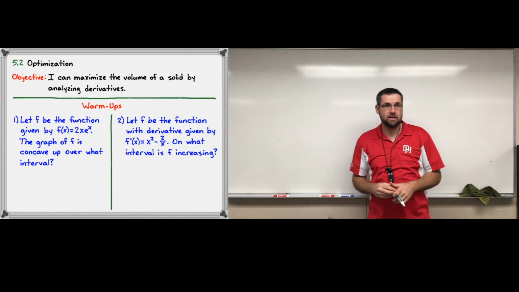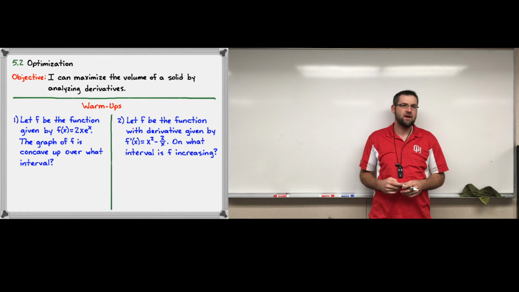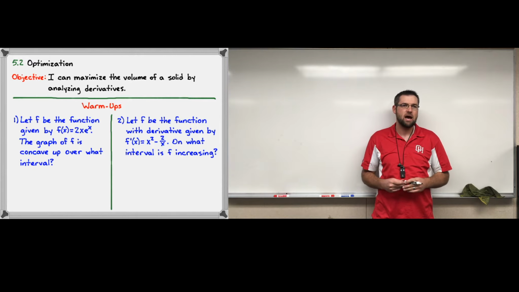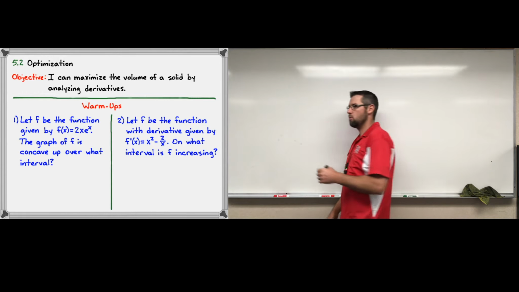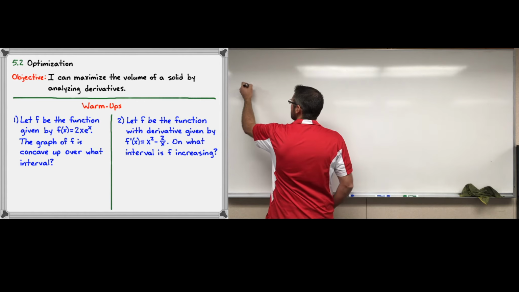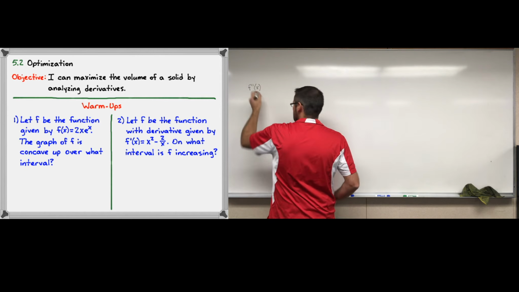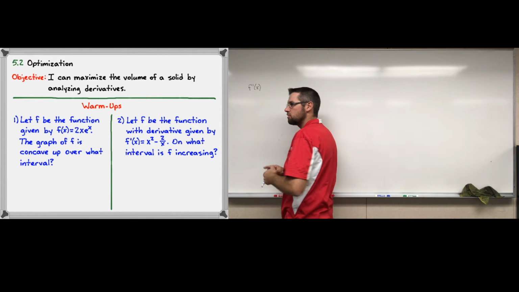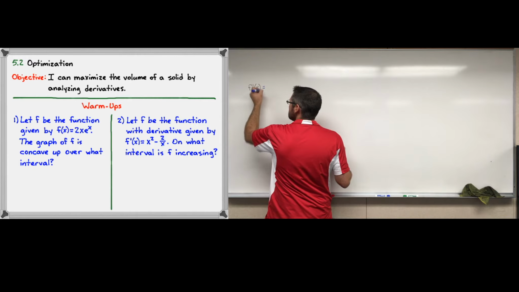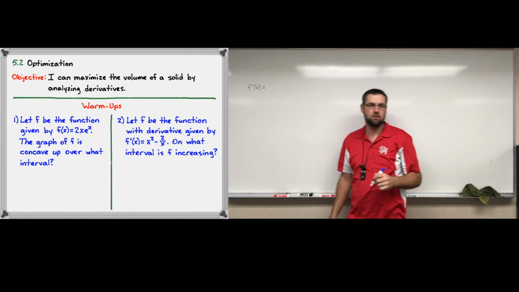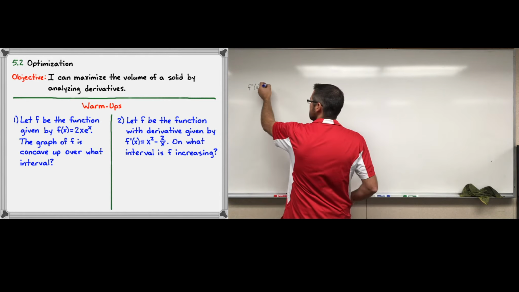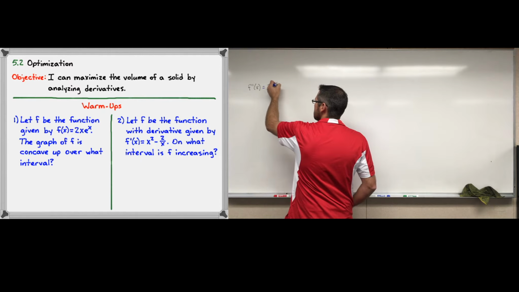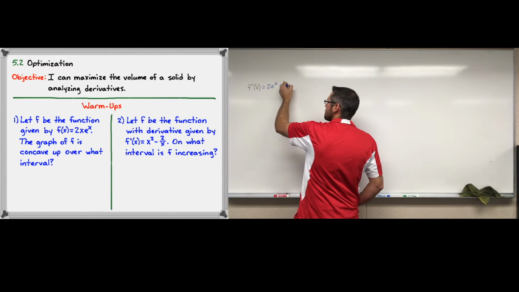Number one, it says what? f of x is 2x e to the x. How do we know when f is concave up? f double prime is positive. We're looking for f double prime, okay? So what's the derivative of f, first of all? 2 e to the x plus 2x e to the x.